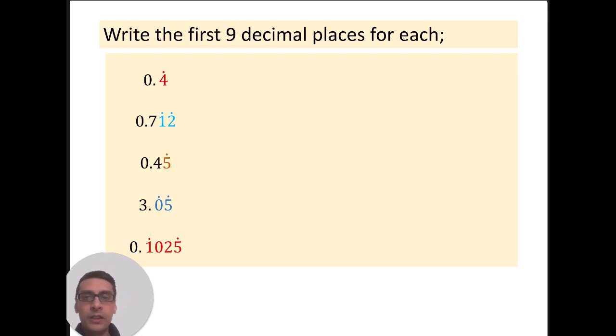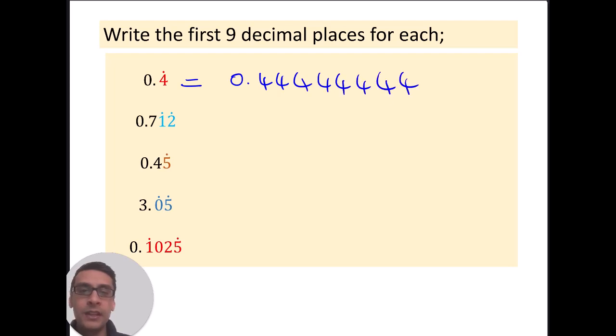Okay, so it's your turn to have a go. Write the following 5 questions, the first 9 decimal places for each of these. Take a moment, pause the video, and then I'll go through the answers. Okay, so hopefully you have had a go with these. I'm going to show you the answers to these questions. So this is just going to be 0.123456789, and then don't forget dot dot dot at the end.